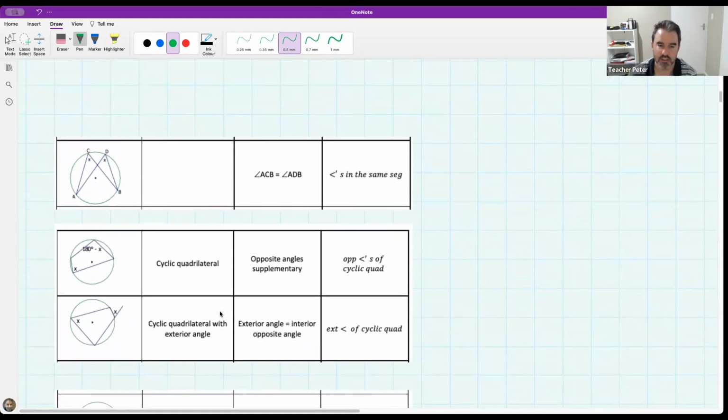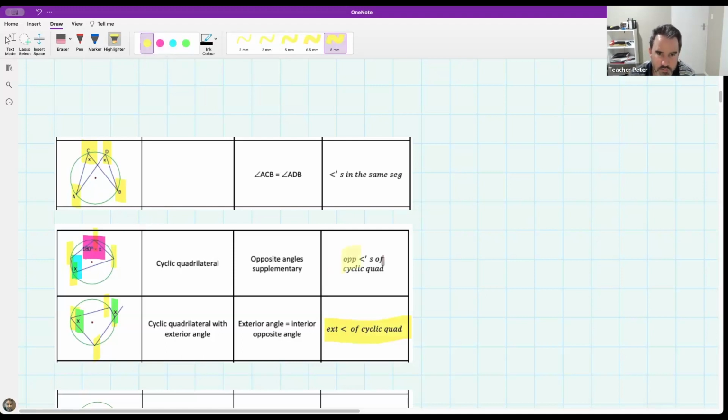Then last week, we dealt with cyclic quadrilaterals, and cyclic quads have all their corner points on the circumference of a circle. And the theorems we dealt with were that the exterior angle is equal to the interior opposite, or basically this one over here is equal to that. We dealt with the fact that opposite angles in a cyclic quad are not equal, but they are supplementary. They add up to 180.